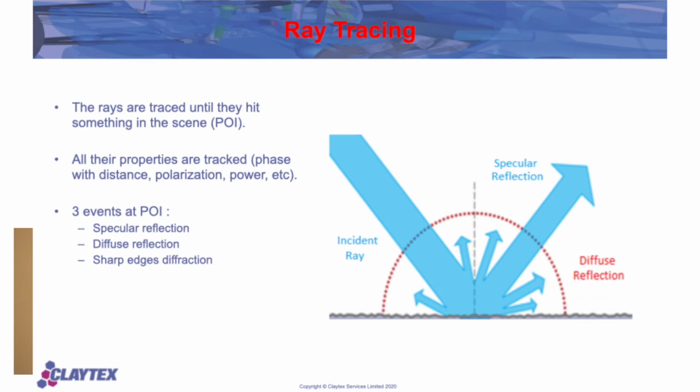And the second part of the algorithm is to trace the rays, so to keep track of all the parameters, all the properties of your rays, such as the power, the distance, polarization, phase, etc., until you hit a point of impact. And on a point of impact, you simulate three phenomena: the specular reflection, so the normal bouncing, the diffuse reflection, and the diffraction in case of sharp edges. And this is what we'll see how to do.